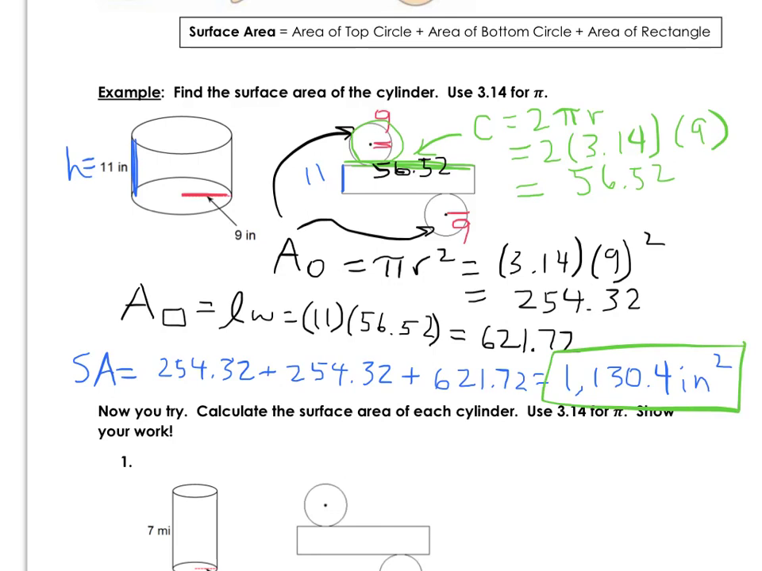Whew! Good stuff. Make sure you've gotten that written down on your page. If you have any questions, you can ask me in class. And now it's your turn to give it a try. So see if you can find out the surface area of the cylinder in problem number 1. Good luck.